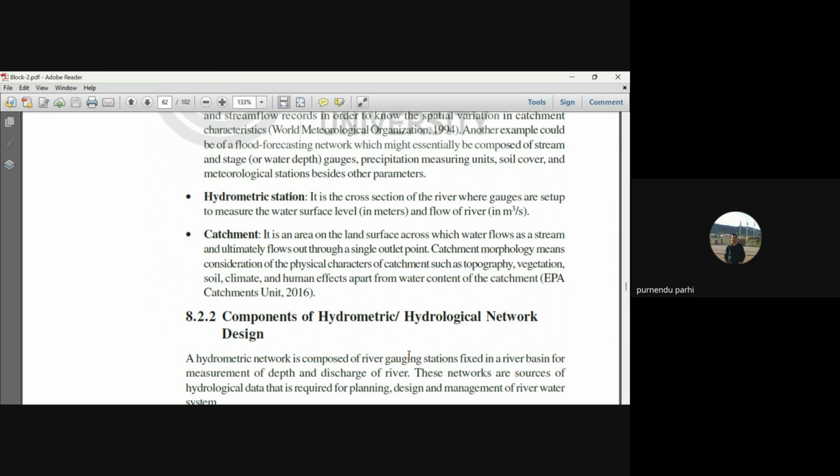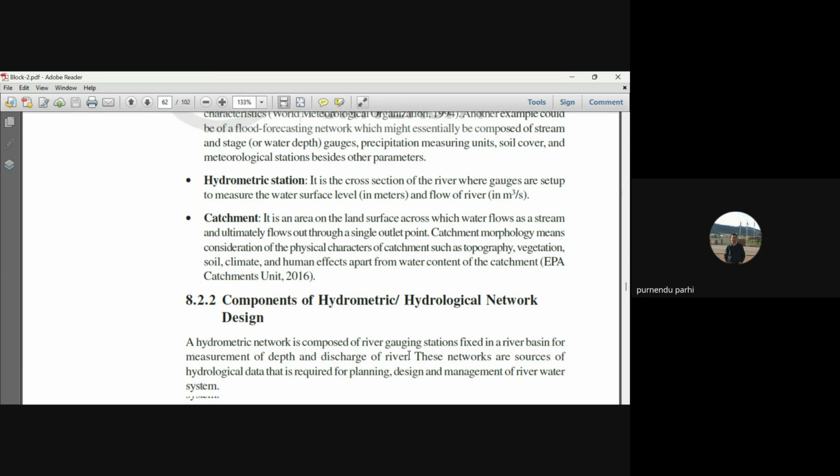Catchment morphology means consideration of the physical characteristics of the catchment, such as topography, vegetation, soil, climate, and human effect, apart from the water content of the catchment.